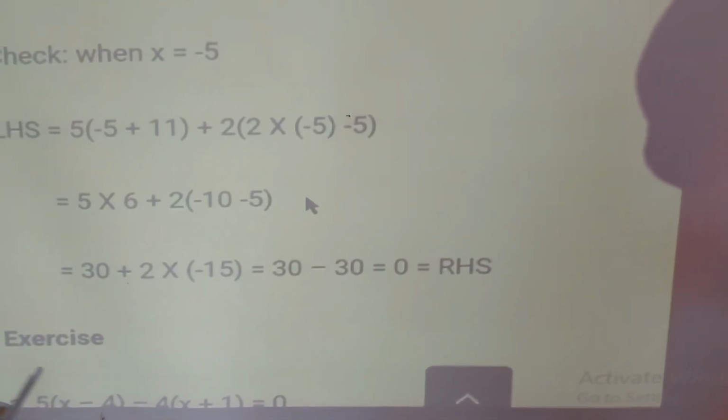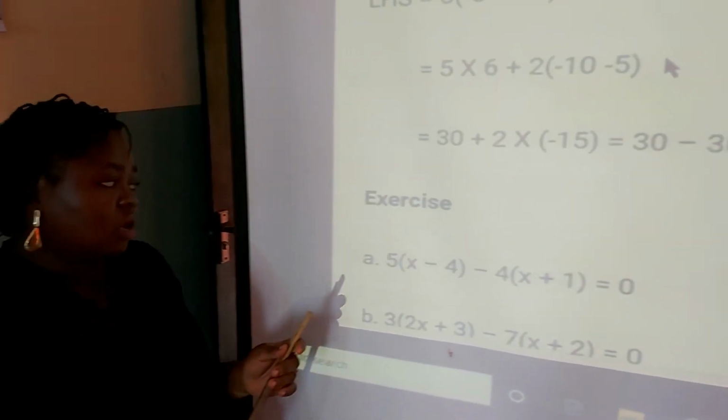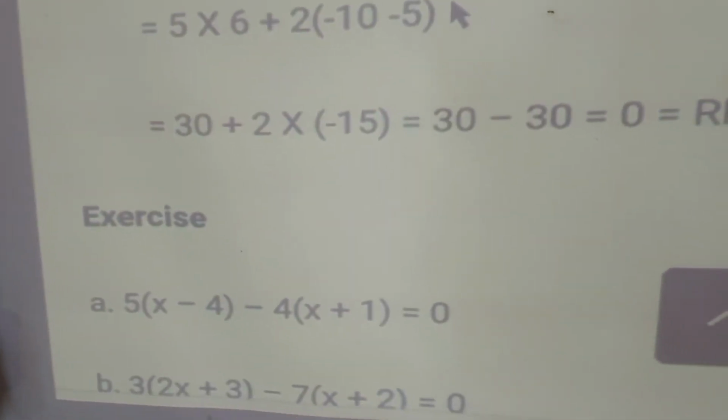So that will be the end of the class. Here is your exercise, students. Please attempt them, and if there are any questions, you can always get back to me.